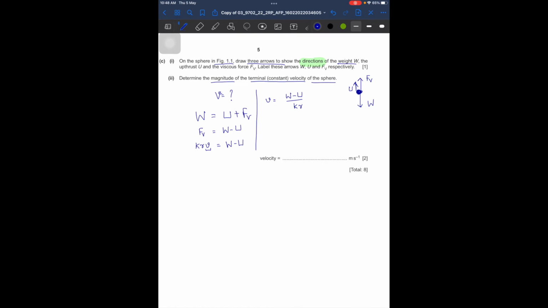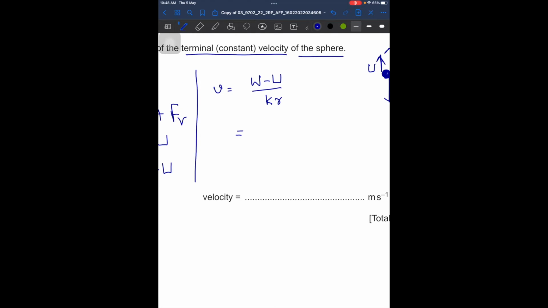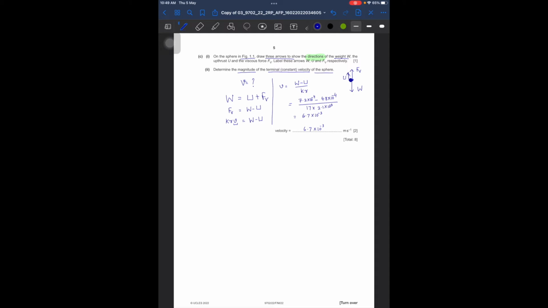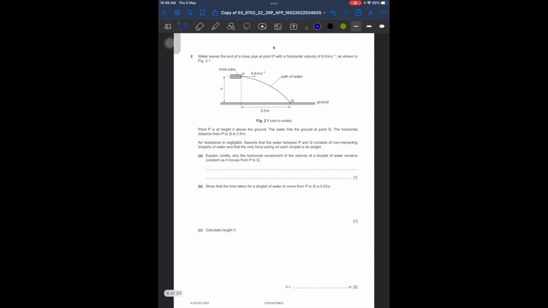Now if you check, we have the value for W, value for U, K, R, everything is given to us. So we need to just substitute 7.2 times 10 to the power negative 4 minus 4.8 times 10 to the power negative 4, from the problem itself. And then K is also given to us, which is 17, times 2.1 times 10 to the power negative 3. That's the value for R. We can put that into the calculator and that will come out as 6.7 times 10 to the power negative 3. That's two significant figures, so I'll just copy it here. That's our answer. For velocity, the unit is given to us, so we don't have to write the unit again. Let's go to the next one.